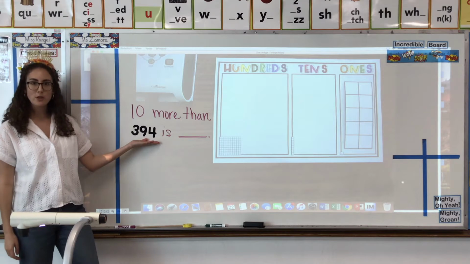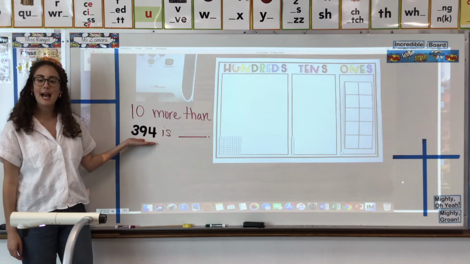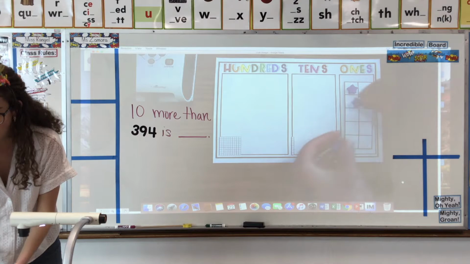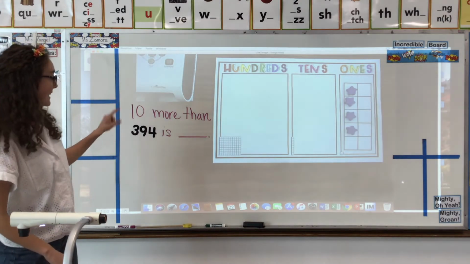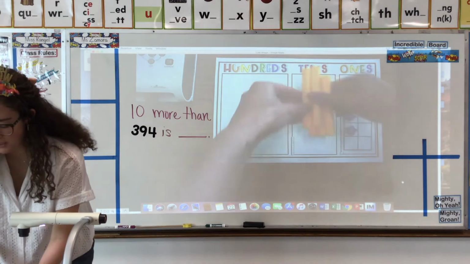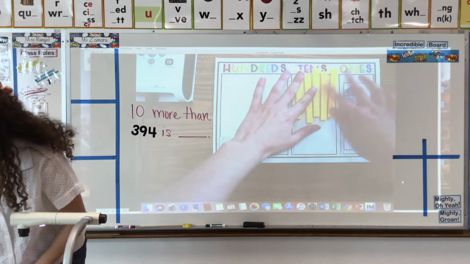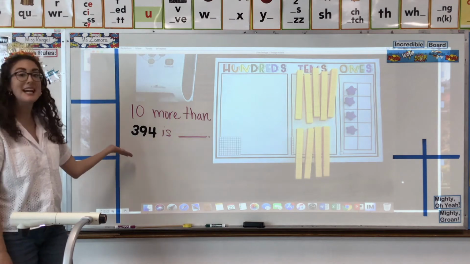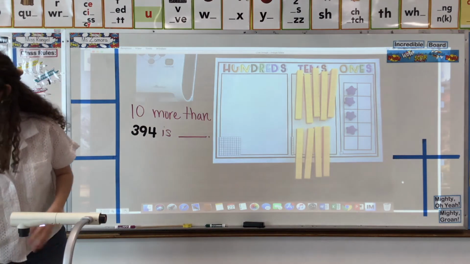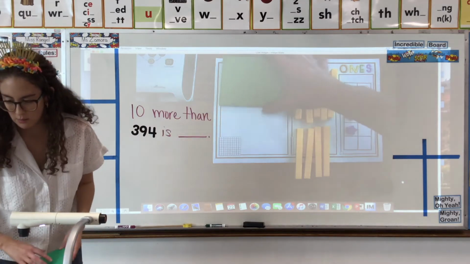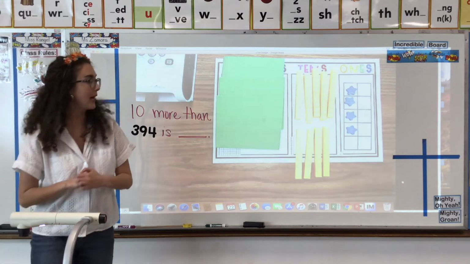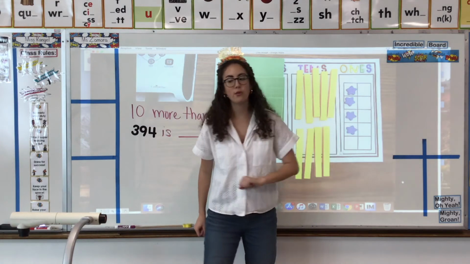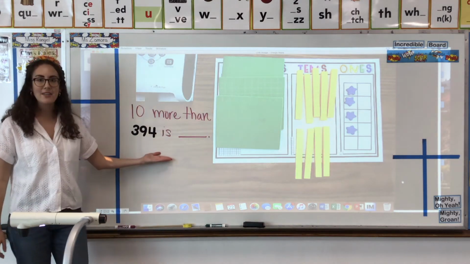So let's show what we have so far. Can we show 394? How many ones are we going to have? 4. We're going to have 4 ones. How many tens? 9 tens. Let's show 9. 5, 2, 4. Awesome. And how many hundreds? 300s. So show it however you've got your hundreds. Okay, all together we've got 394.